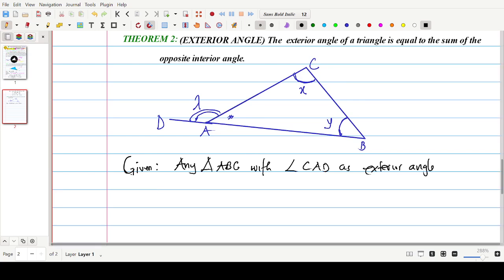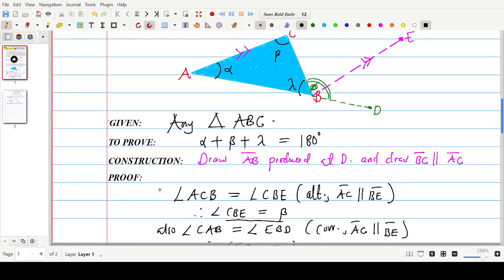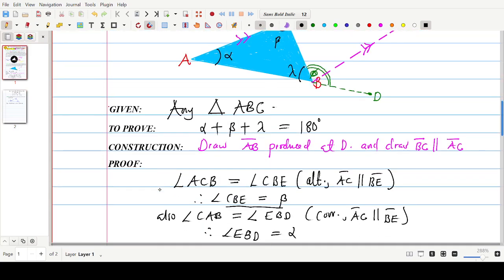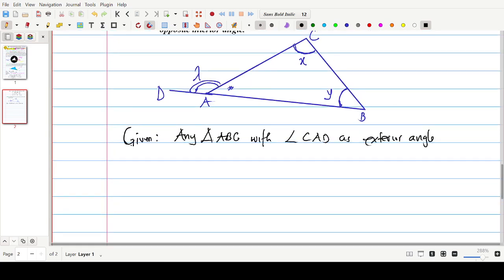So compare what is given here with the first theorem. You see that they are different. In the first theorem we looked at, it is just any triangle ABC, and that is all that is given to us. But in this case, we are given any triangle ABC with angle CAD as an exterior angle. Right? Now we're done with that.